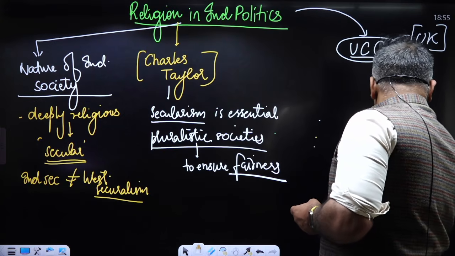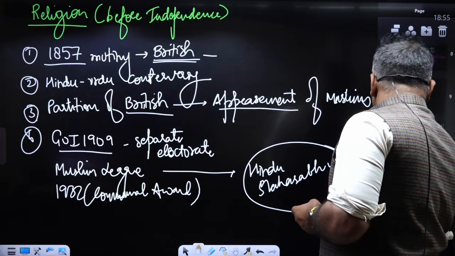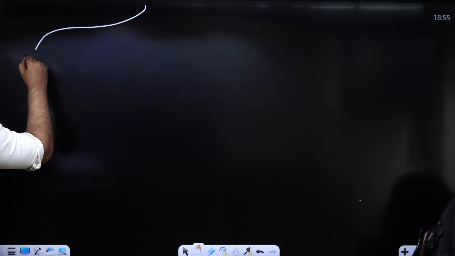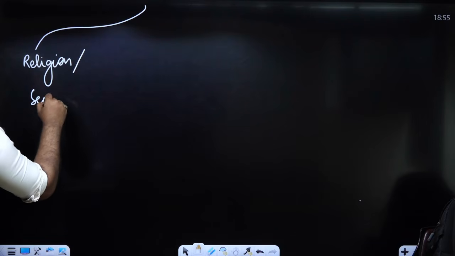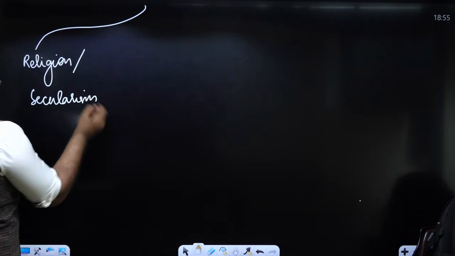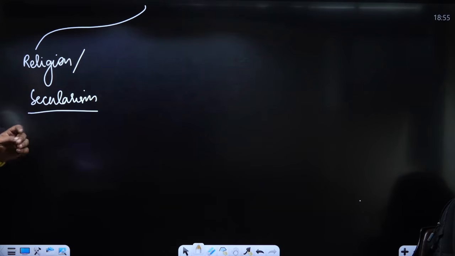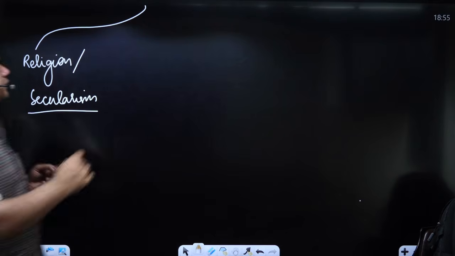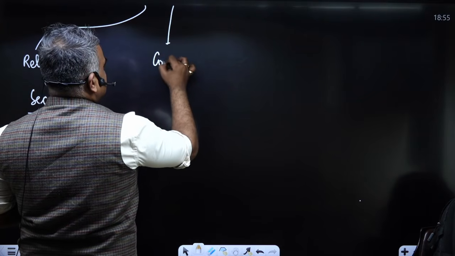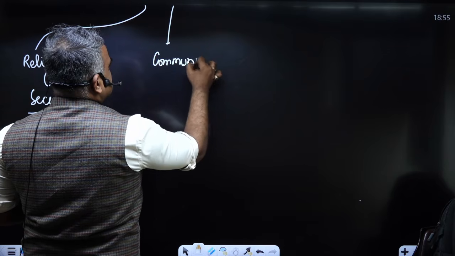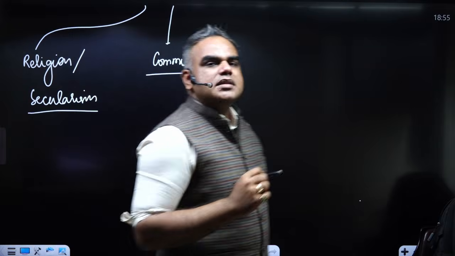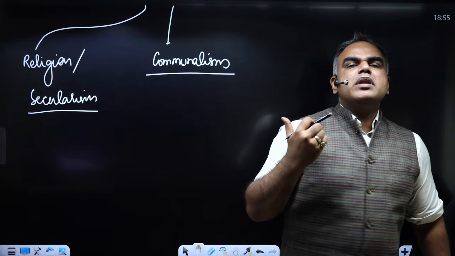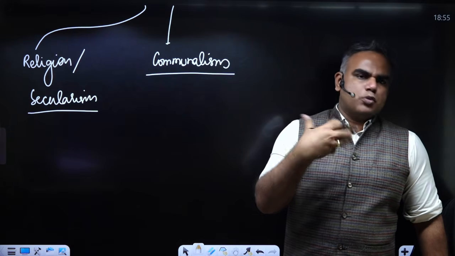So here what we need to understand is that there are some basic terms we have seen till now. We have seen what is basically religion, or let's say overall what is secularism. That is one thing. Second thing is communalism, and we have only focused on the instances of communalism before independence, right? It also continued post independence.